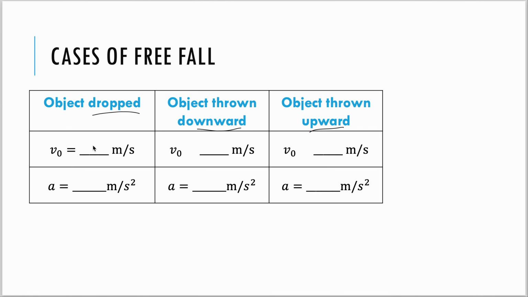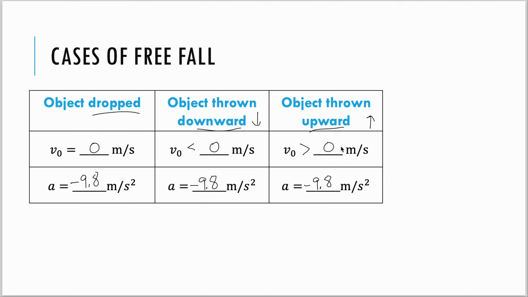If an object is dropped, that tells you that the initial velocity is 0. The thing about free fall, if one of these 3 things happens, the acceleration is always negative 9.8 meters per second squared for all 3 cases, so you can always write down that variable. If an object is thrown downwards, that just means if it's going down, that means it has a negative velocity. So we can say the initial velocity is less than 0.